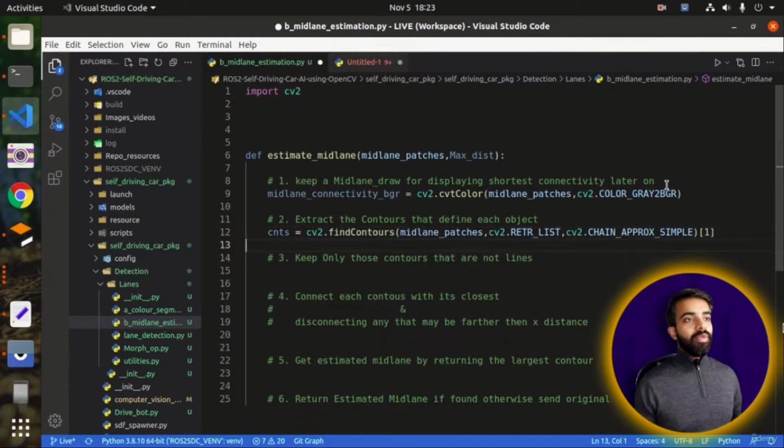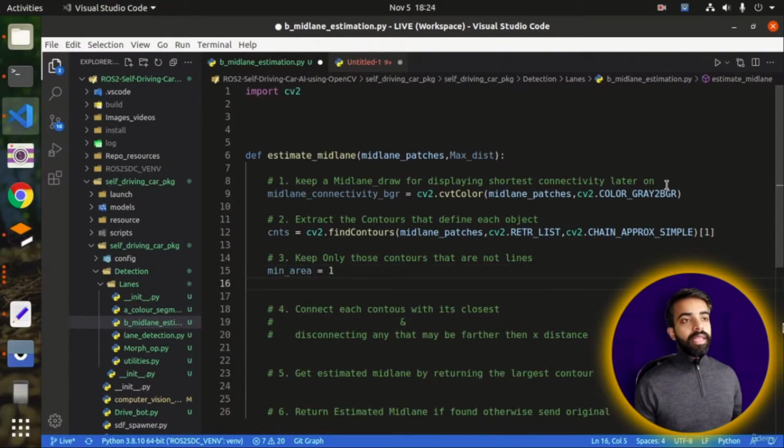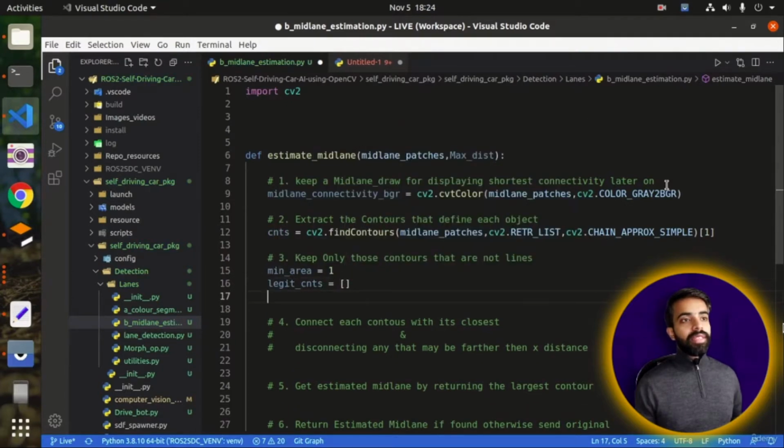Once I've done this, we move on to step 3, that is keep only those contours that are not lines. Now contours can be of any object that might be points, lines, or any other shape. We only require those objects that are larger than a specific area. So we define a specific area, that is minimum area, as 1. If any object has an area larger than this minimum area, then that object is our required object. So for that case, we keep an account of all the legit contours that have an area larger than this minimum area, and those legit contours will be stored inside this list.